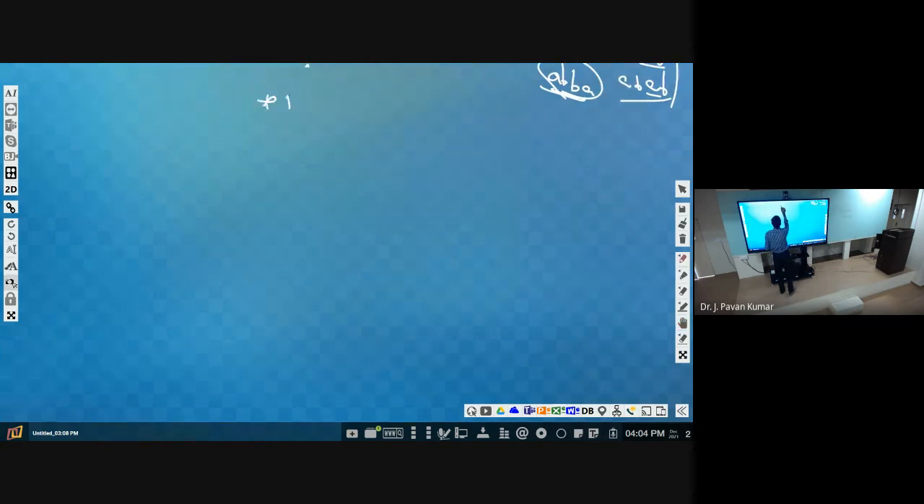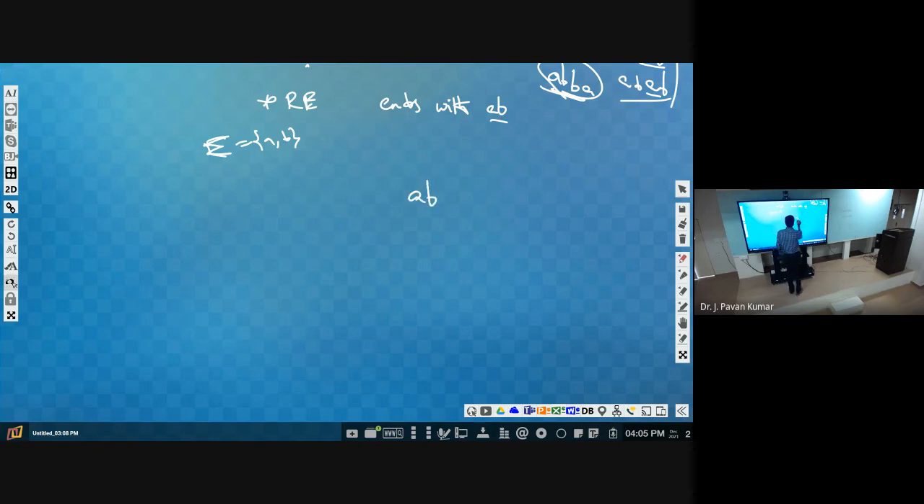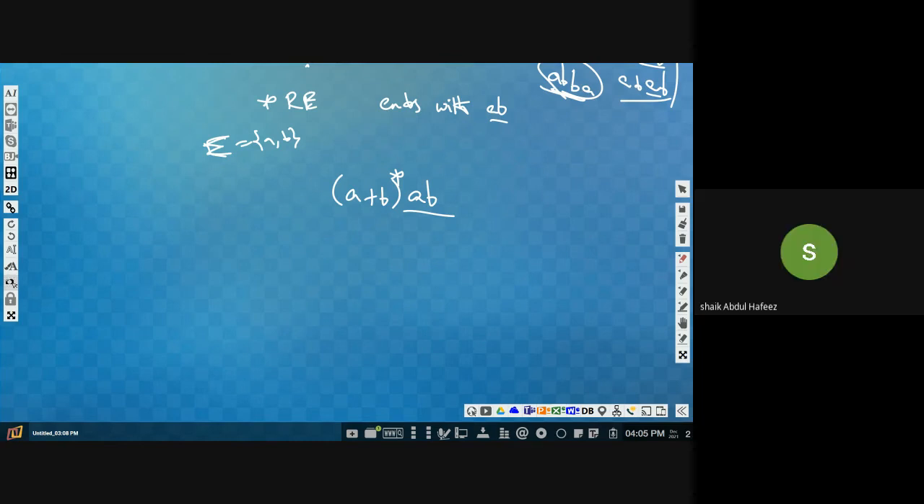Next, let us consider one more example: a regular expression for strings that end with AB. Again, the input alphabet is A comma B only. The ending AB is fixed. Before that, we can have A or B any number of times, but at the end we have to end with AB. That's it, just the reverse of the previous one. Yes or no? Yes, sir.